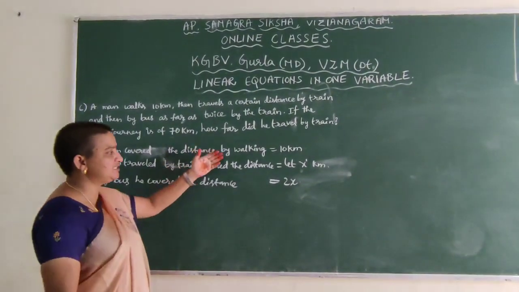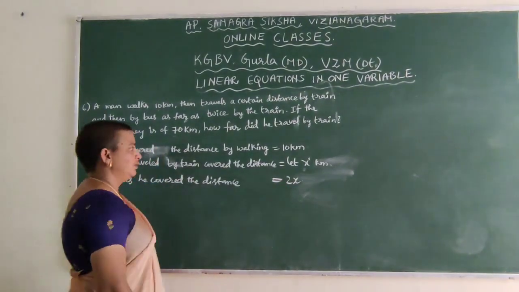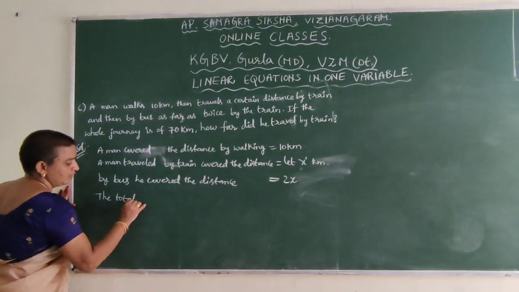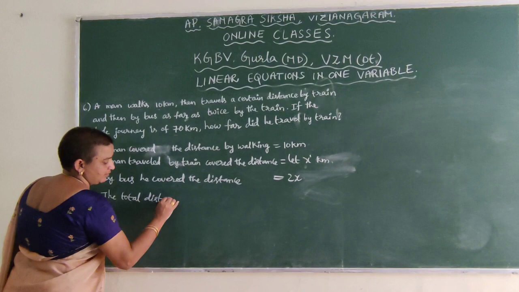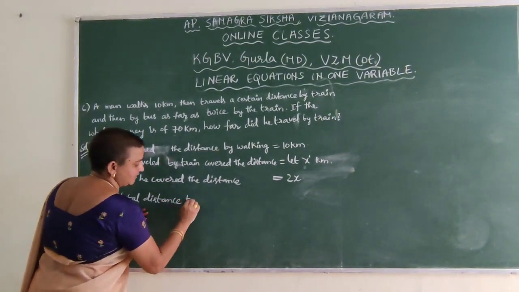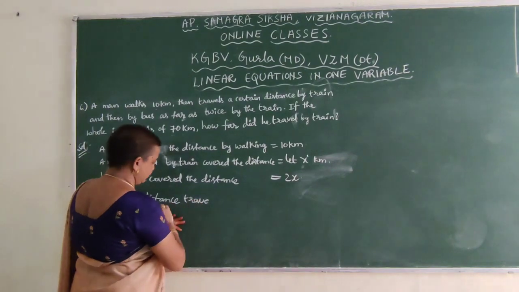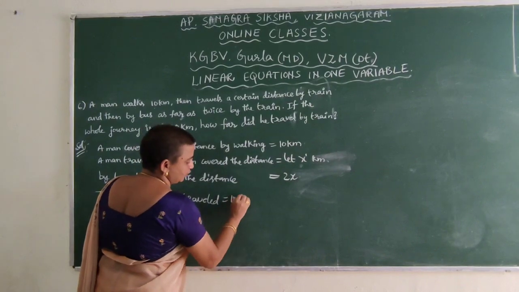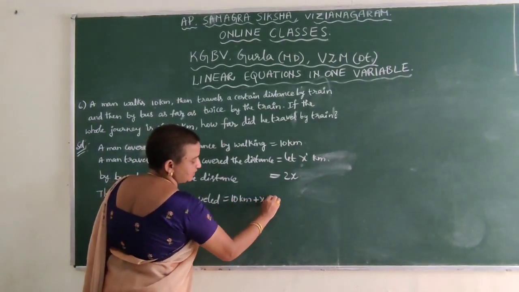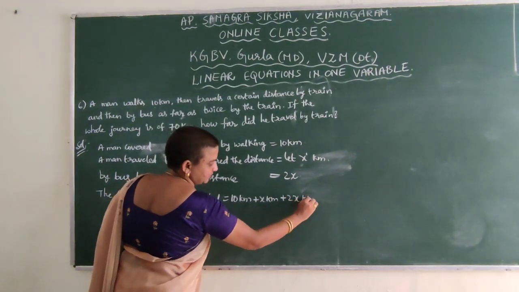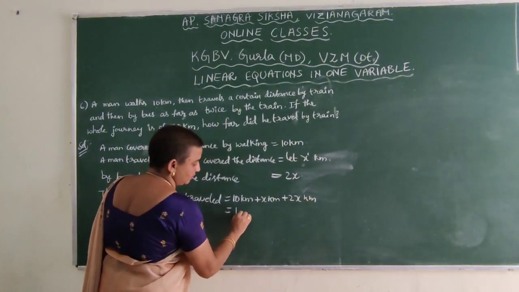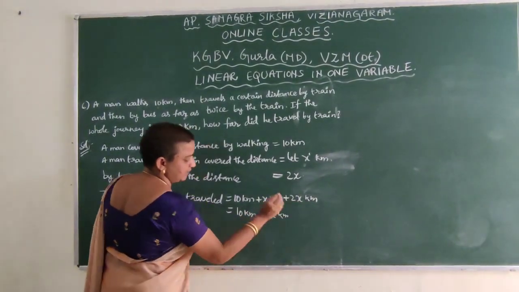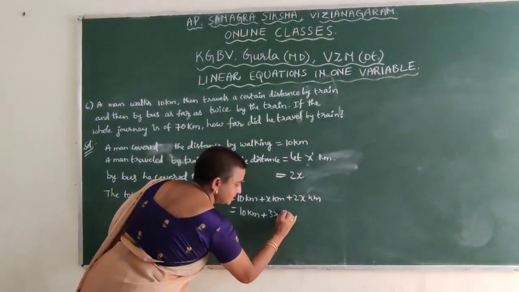The total distance covered by the man, the total distance traveled, is equal to how much? 10 kilometers plus x kilometers plus 2x kilometers is equal to 10 kilometers plus 3x kilometers. Okay, 3x kilometers.